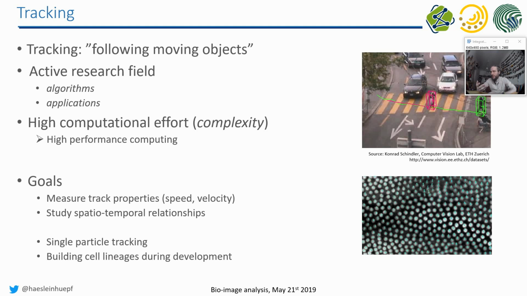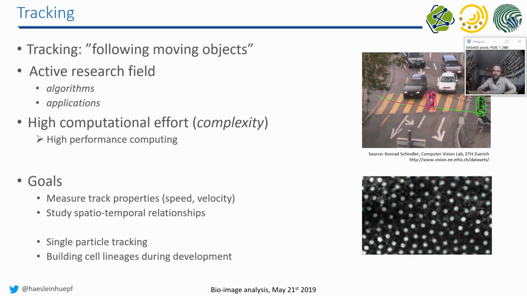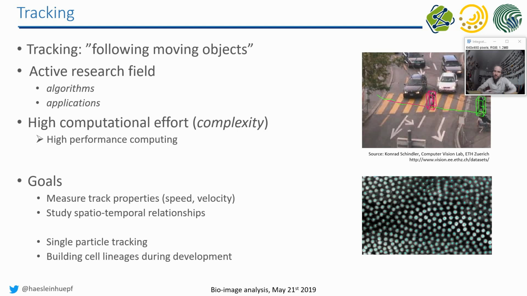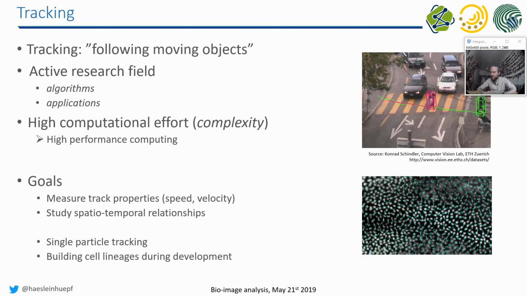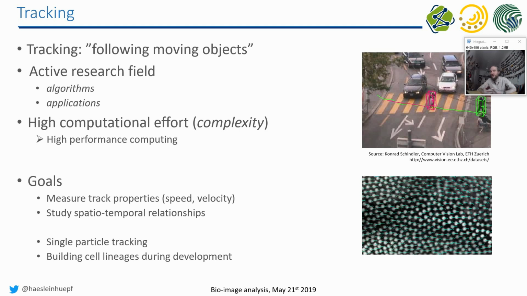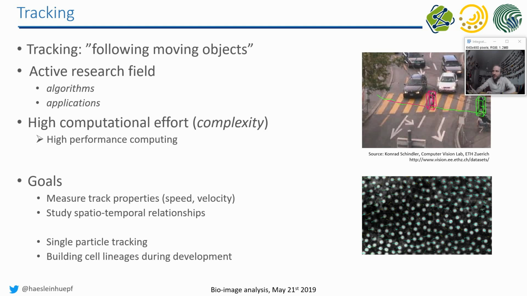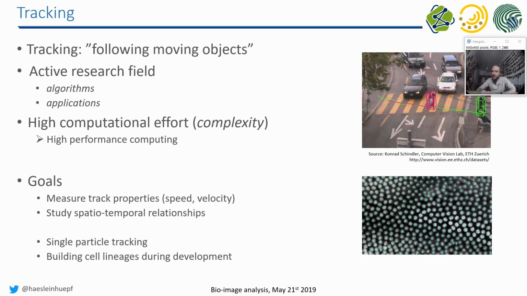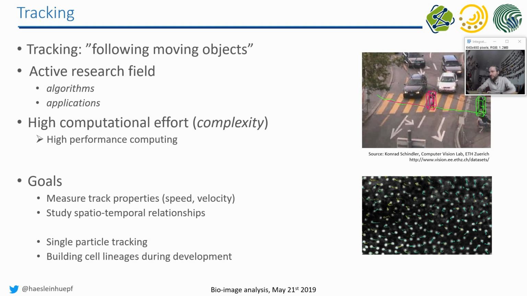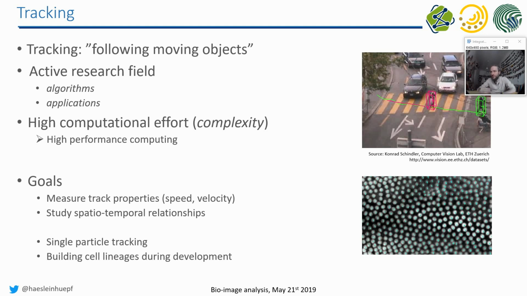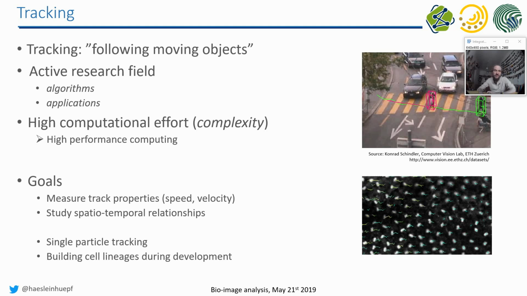From a bioimage analysis point of view, typical goals are measuring track properties like speed and velocity and to understand spatial temporal relationships between cells. One of these relationships is kind of obvious, right? It's cell division, for example. There is a relation between cells in space and time, and we would like to understand that from a scientific point of view. We would like to know which biological and physical properties in the background play a role here. And therefore, we need image analysis in order to have quantitative information about the process which is ongoing.